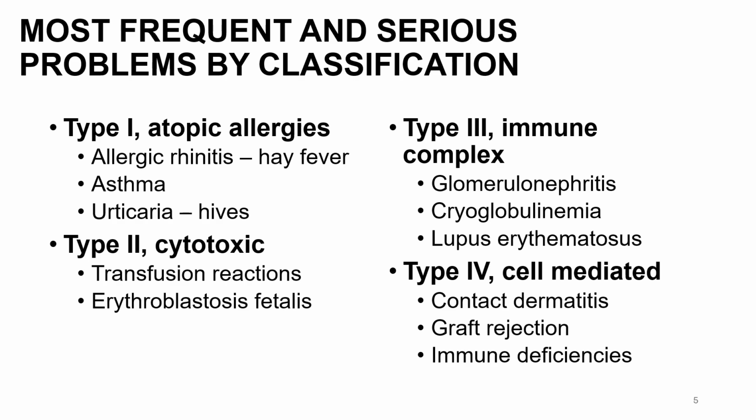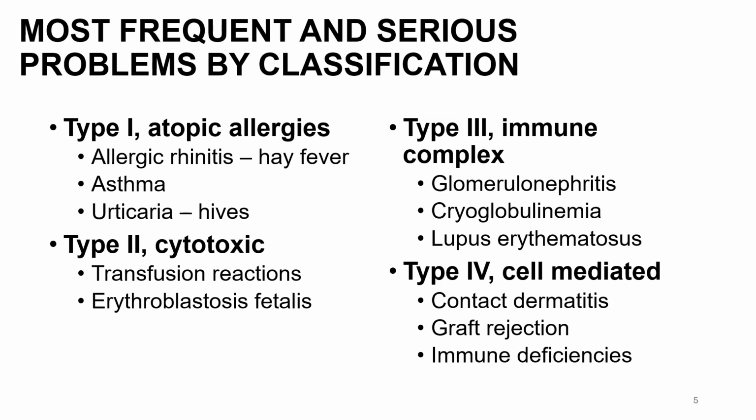Type 2 are cytotoxic. This is antibody-mediated cell destruction. So classic examples would be transfusion reactions, erythroblastosis fetalis. These diseases target cells themselves, often via complement activation. In tissue, this can look like cell lysis or inflammation localized to specific cell populations.